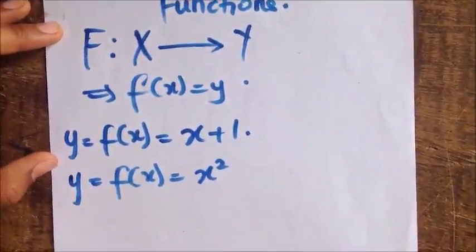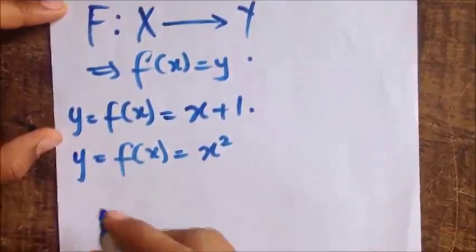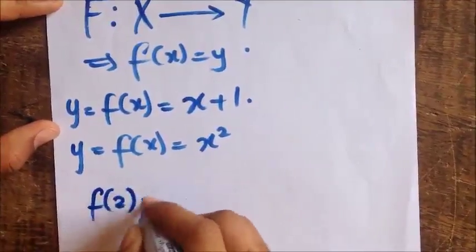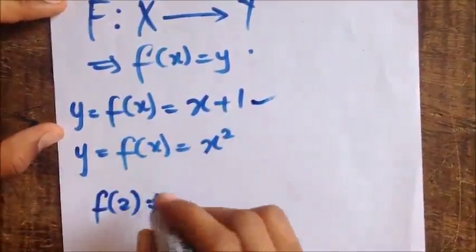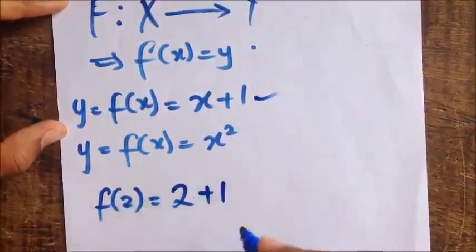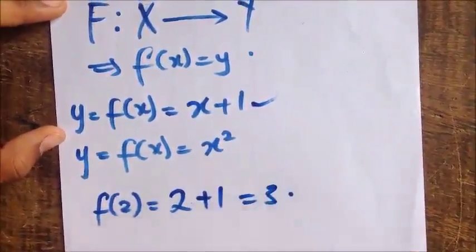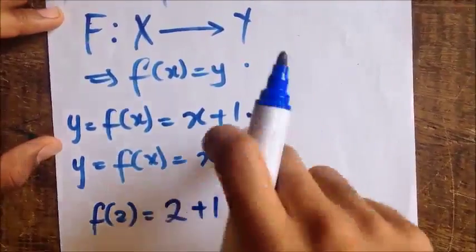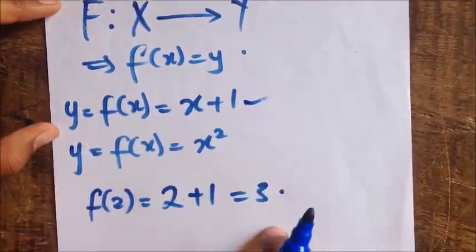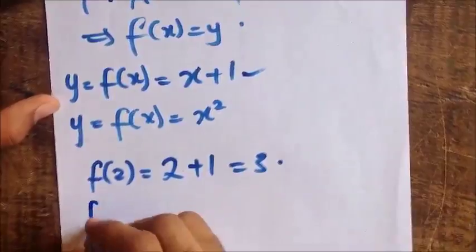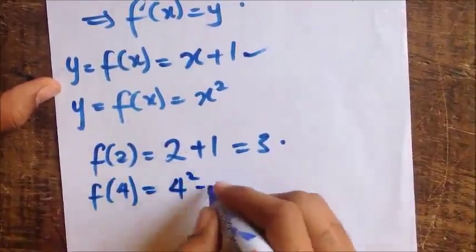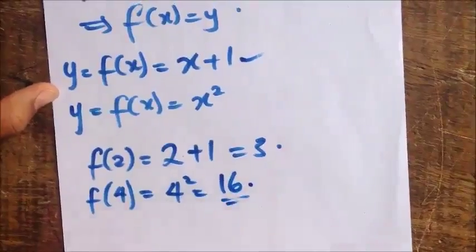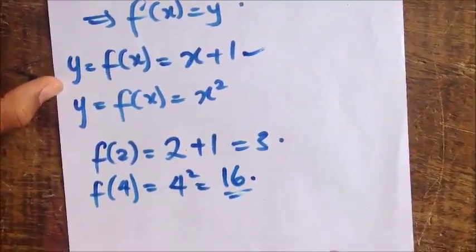Let's say my x is 2. Meaning I'm trying to find f of 2 now. For the first, using the first example that I showed, I'll just replace my x with 2. This is going to be 2 plus 1, which is 3. Meaning when my x is 2, for this function, my y is going to be 3. For the second function, if let's say I would find f of 4, it's just going to be 4 squared, which is 16. Meaning when my x is 4, my y is going to be 16.